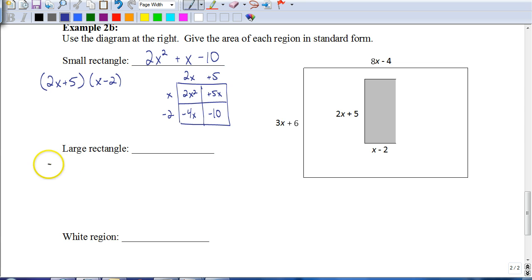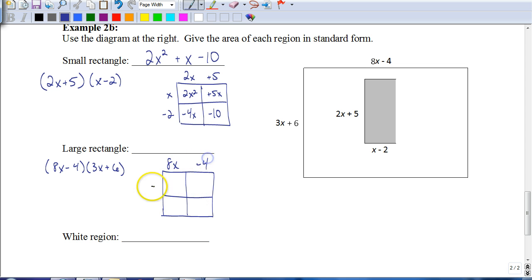The large rectangle, well, the dimensions of that are 8x minus 4 by 3x plus 6. I'm going to multiply these together now. When I do that, 8x times 3x is 24x squared. 3x times negative 4 is negative 12x. 6 times 8 is 48x. And 6 times negative 4 is negative 24.